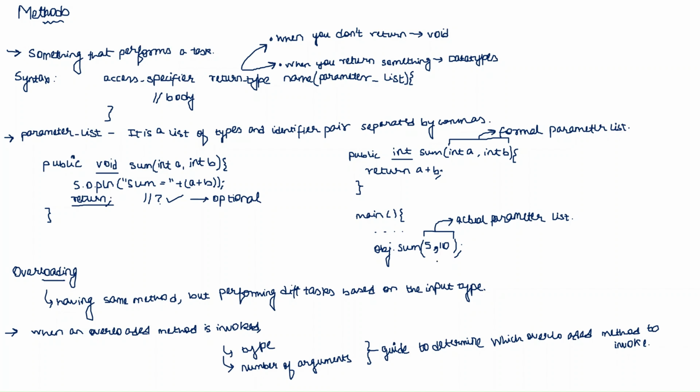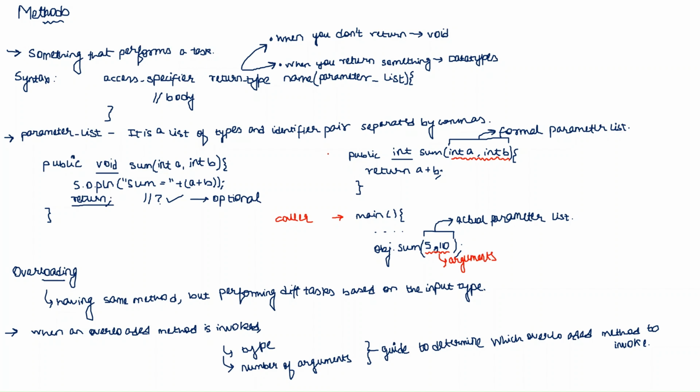Let us understand what is the difference between an argument and a parameter. The formal parameter list is basically known as the parameters, and this particular thing, 5 or 10 or any kind of variables inside of the caller method, is known as arguments.